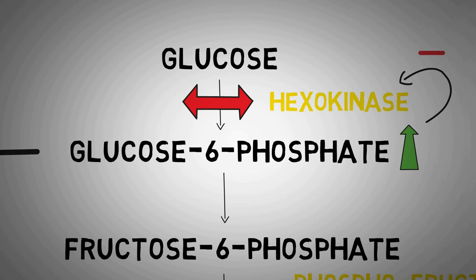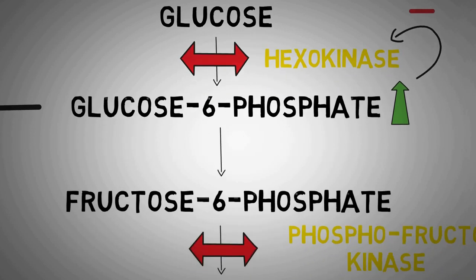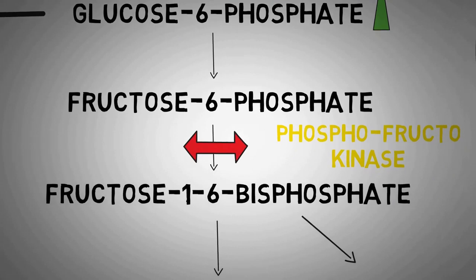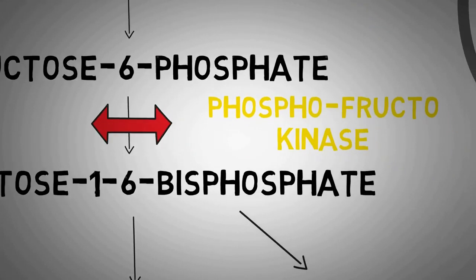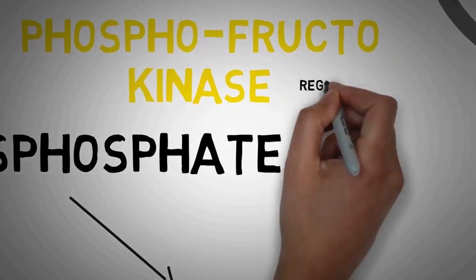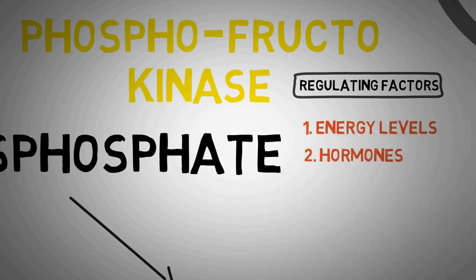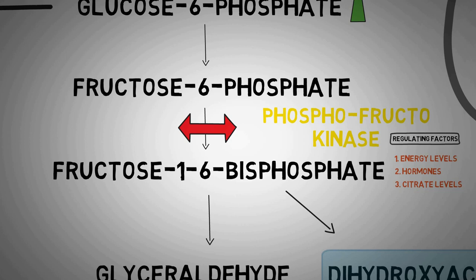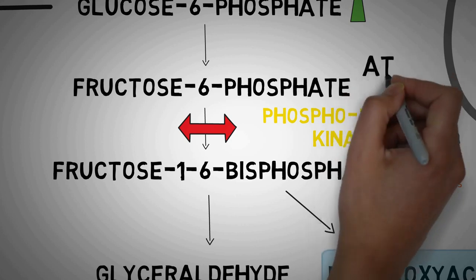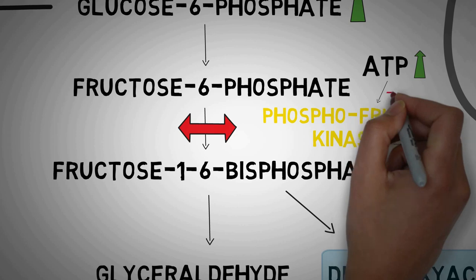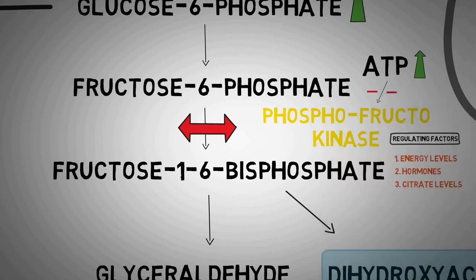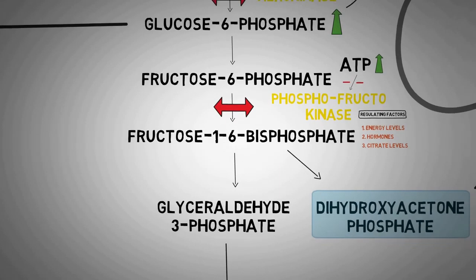The next point is here, the conversion of fructose 6-phosphate to fructose 1,6-bisphosphate, and the enzyme acting here was the phosphofructokinase. Now phosphofructokinase is mainly regulated by 3 important factors: the energy content of the cell, hormones, insulin and glucagon, and the levels of citrate in the cell. We have discussed how the levels of ATP affect the function of phosphofructokinase earlier in this video. An increase in the level of ATP of the cell decreases the activity of the enzyme phosphofructokinase and thus decreasing the overall rate of glycolysis.